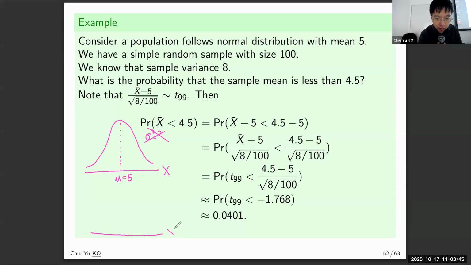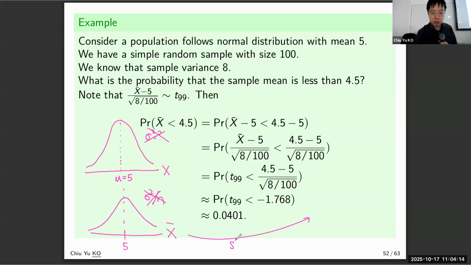Next would be the X bar. X bar would also be 5 here, and its variance will be sigma squared over n, right? But this is not known as well. If we knew it, then we'd be done. But what we know is that the data we get has S squared equal to 8.